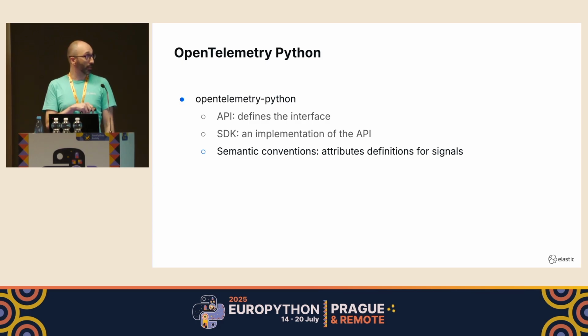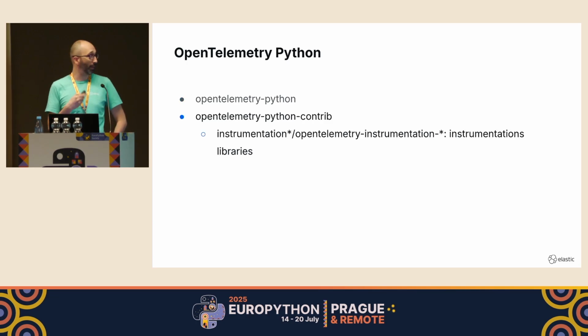And the content of this package is generated automatically from a specification. And then we have the other repository, OpenTelemetry Python Contrib. Here we have all the instrumentation libraries. We also have the OpenTelemetry instrumentation package and the OpenTelemetry distro package.